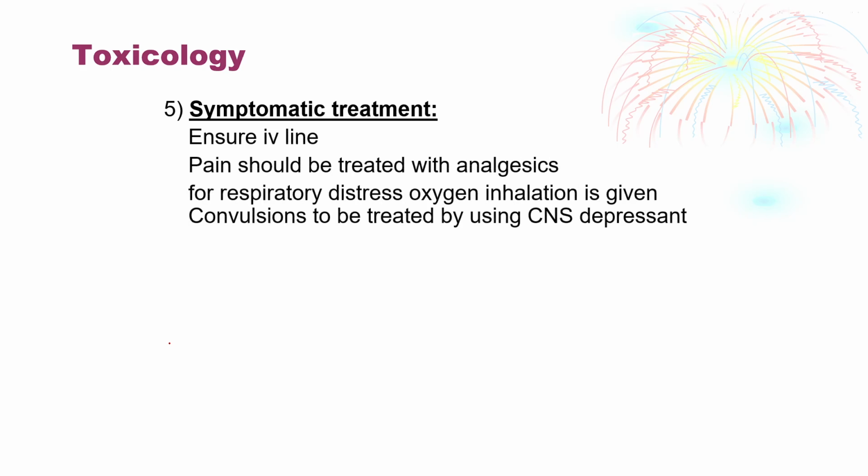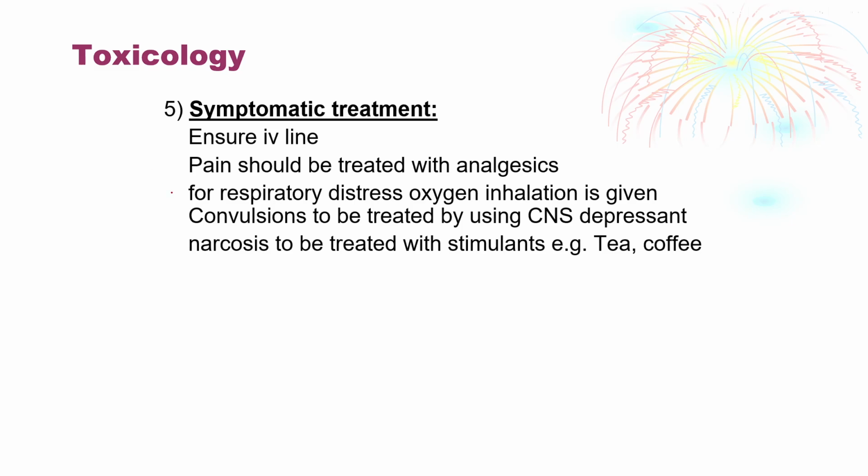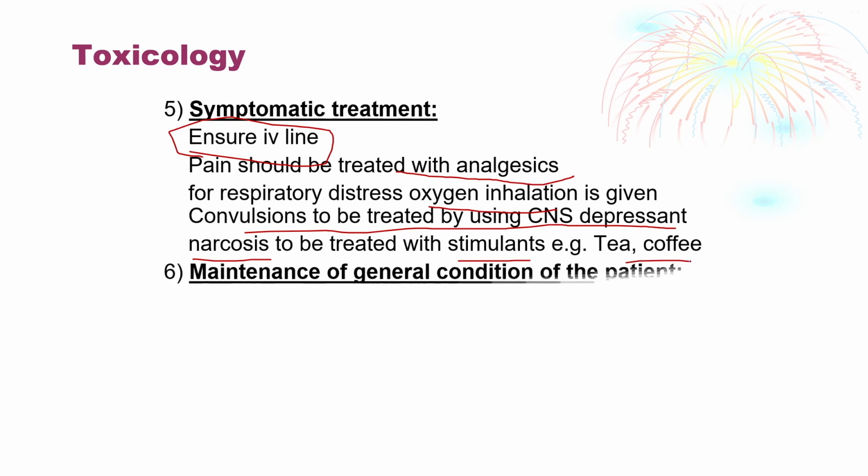How can one go for the symptomatic treatment? That is, ensure the IV line is secure with us. We can inject any type of drug anytime. Ensure that he is treated with analgesics for all the pains. Ensure that he is having oxygen inhalation. And if there are convulsions and the CNS is highly excited, we'll go for the CNS depressants. And if there is a sleepy effect, we can go for the stimulants like tea and coffee. All the symptomatic treatment must be done.